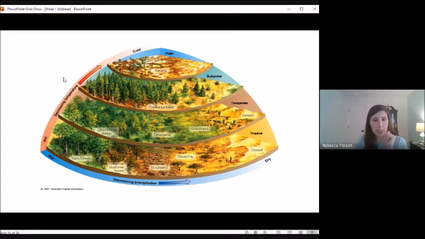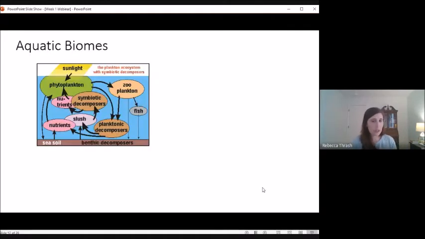So I hope this kind of helps to illustrate the relationship between these two really important abiotic factors. So let's talk a little bit about aquatic biomes and the most important parts of it. Number one, we have to think about aquatic biomes as three-dimensional, right? Because you've got different layers of water and there's all kinds of things happening within it.